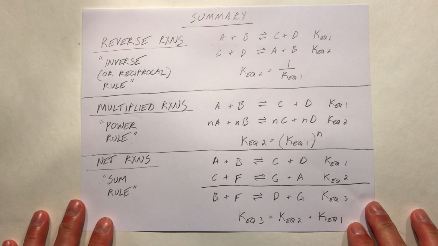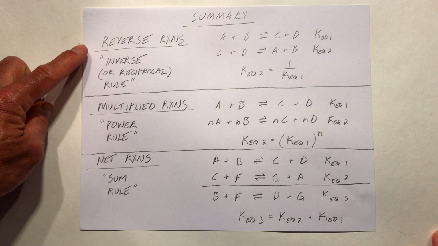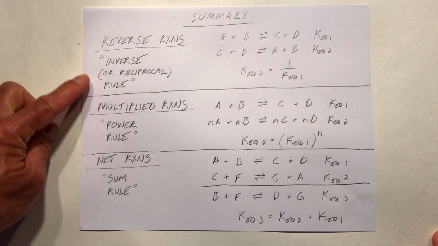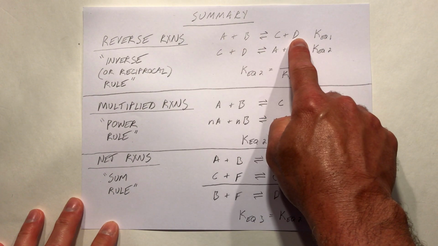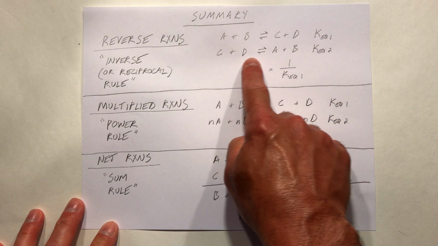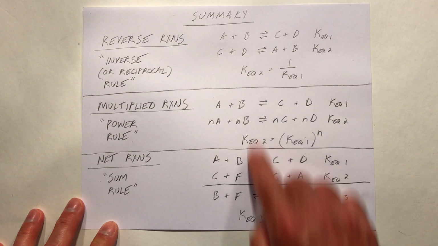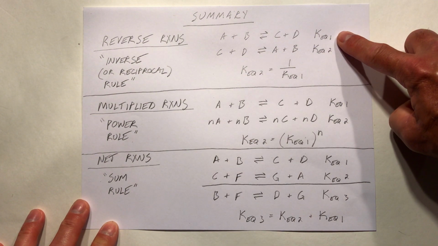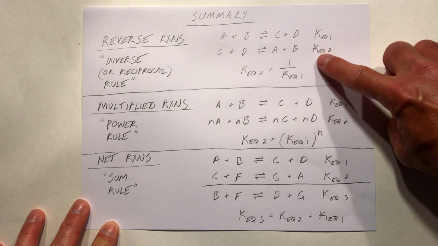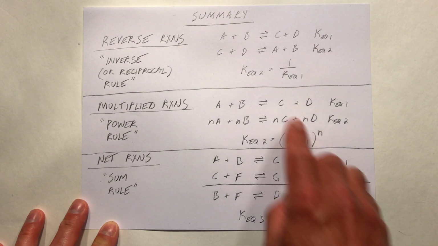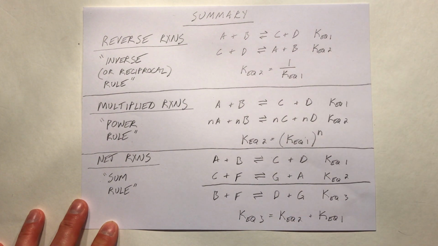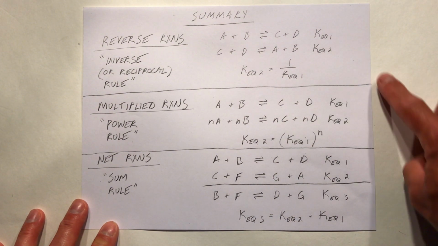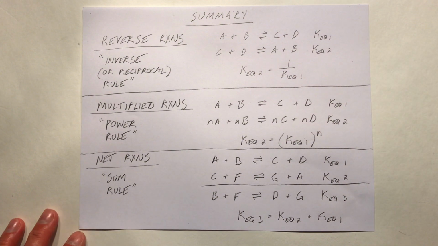Now that can be somewhat confusing, seeing all that, so let's summarize that. We can say that for reverse reactions, we use the inverse or reciprocal rule. So if we have this reaction in equilibrium and then we flip it over so it's written in reverse, we have Keq1 and Keq2 for these two different reactions. We can say that Keq2 is the reciprocal of Keq1. And that would be something useful to remember.